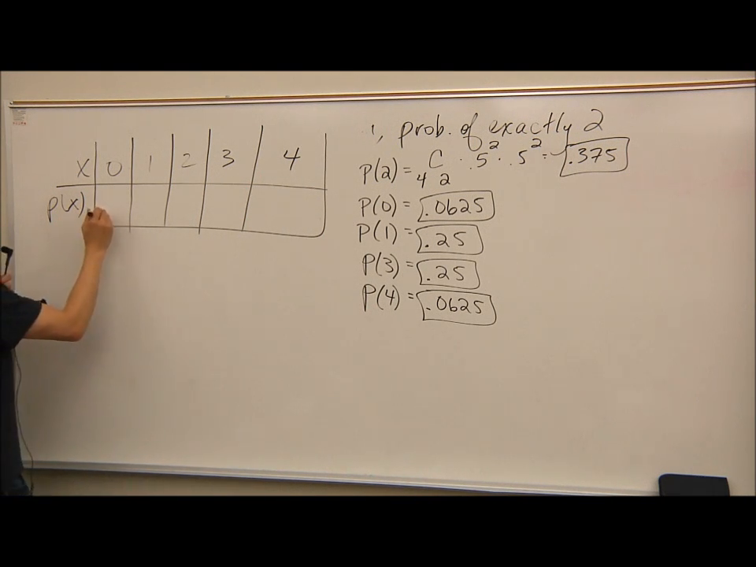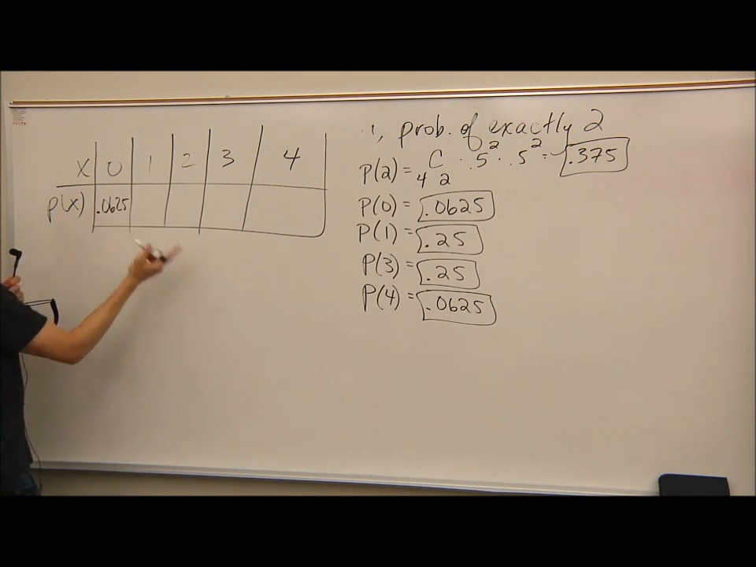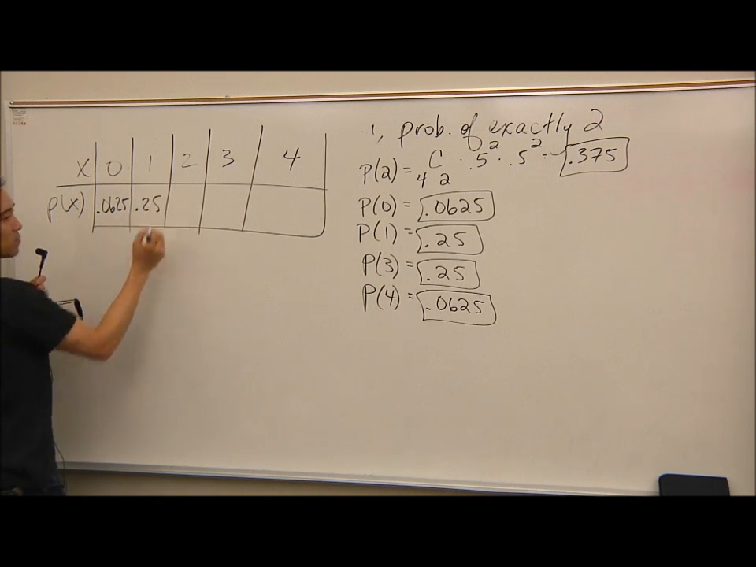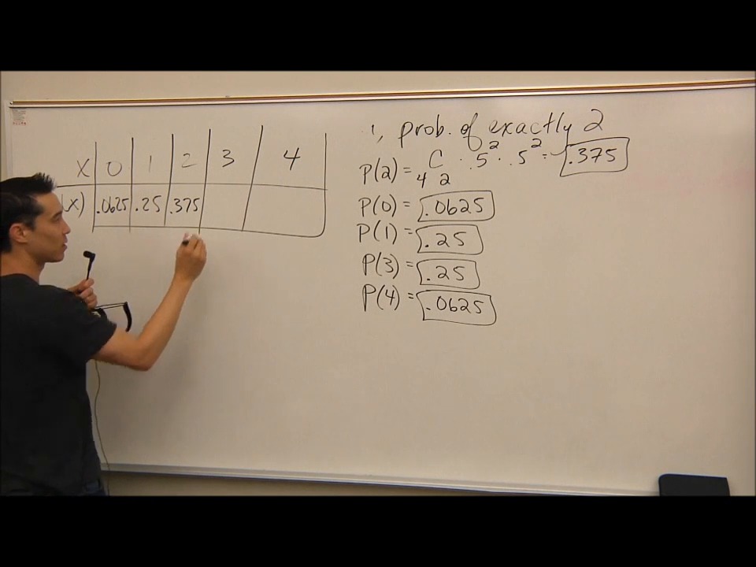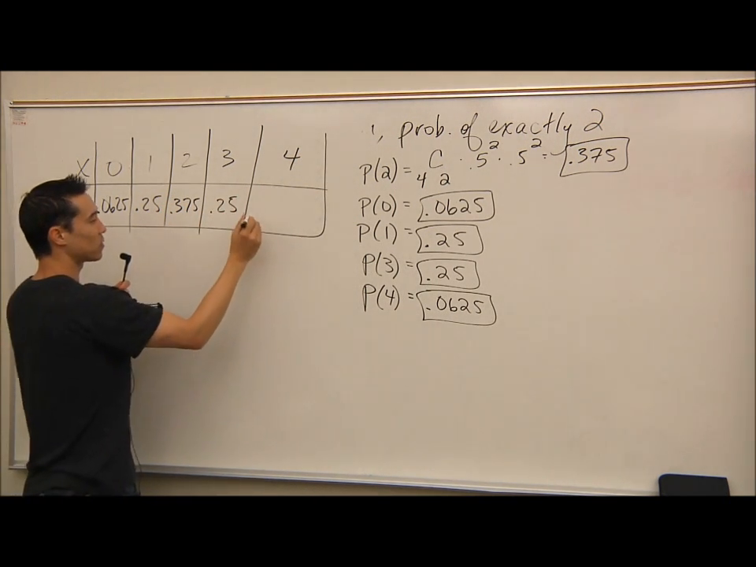0 is 0.0625. 1 is 0.25. 2 is the first thing that we did, 0.375. 3 is back to 0.25. And 4 is 0.0625.